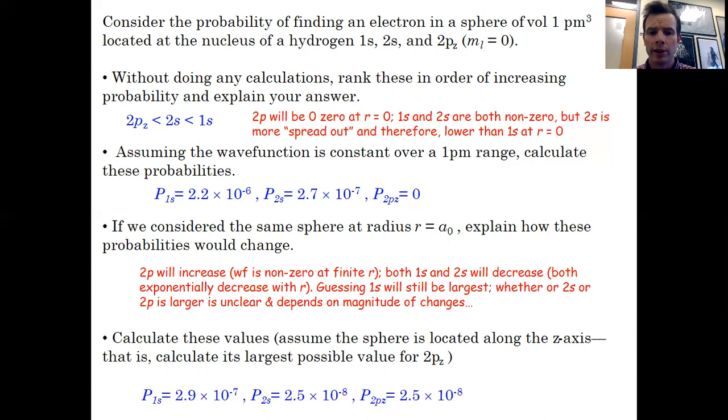Again, go through and do this. You should calculate these values, but here you go. You'll find that 1s is 2.9 times 10 to the minus 7. 2s and 2pz, in fact, are equal, 2.5 times 10 to the minus 8.